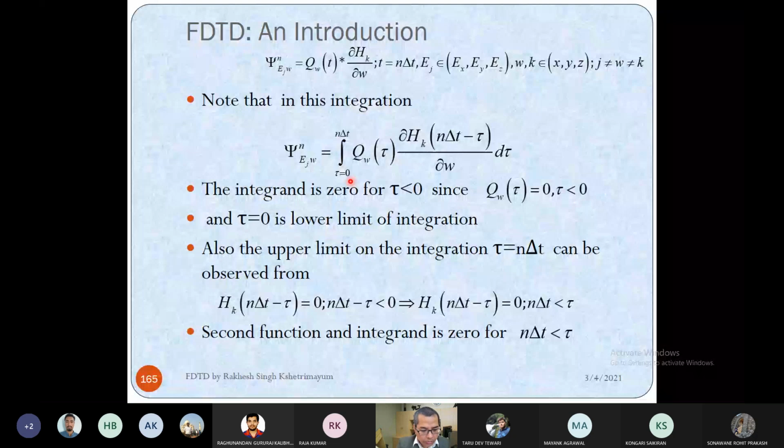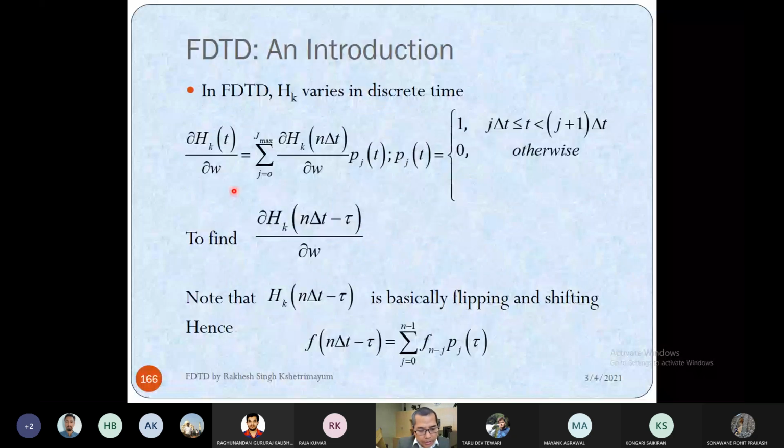So this is the convolution we are trying to find out, and it is there in the FDTD update equation. So let us try to find this out. See, basically your ISK here, magnetic field, is discrete in time. So you can define partial derivative of ISK as a sum over j going from 0 to jmax, del ISK by del W, at j delta t, p j t.